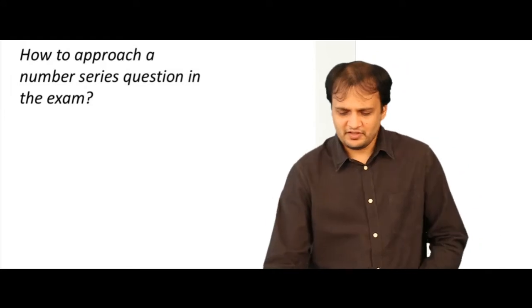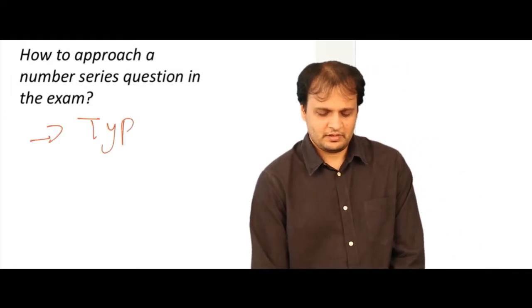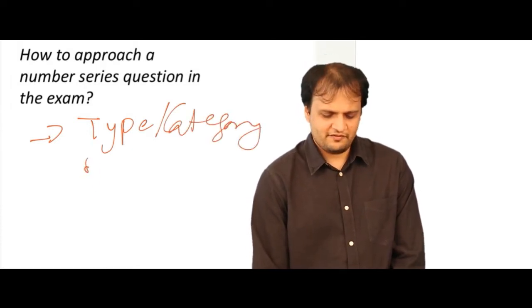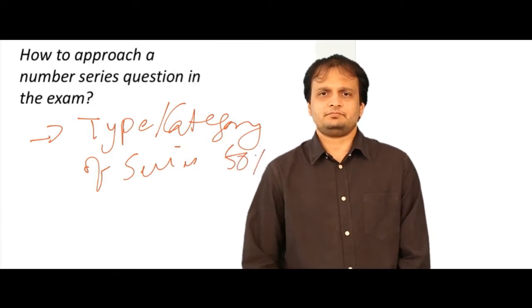there are two parts to this. First part, figure out what type of series it is. Type or category. What category of series this is. If you can figure that out, you can say 50% of your job is done.